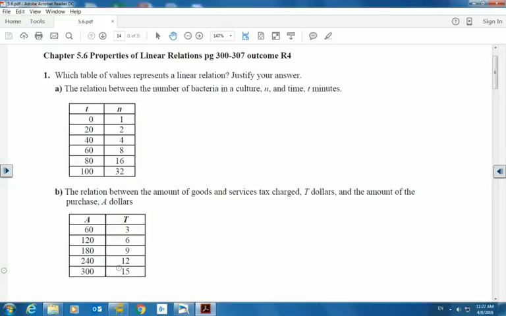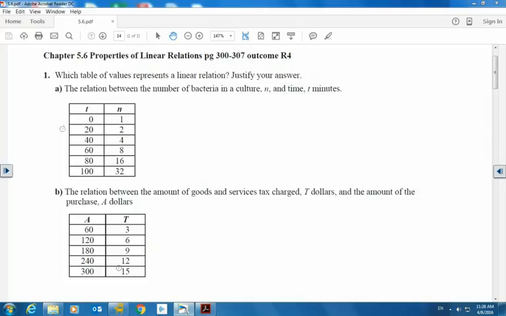All right, so now we need to determine whether this table of values is representing a linear relation. So that means, does the relationship between the x and y values look like a straight line on a graph? Do you remember the term rate of change from grade 9? So we're looking at the change. That's what we're going to do. We're going to look at the change in time.